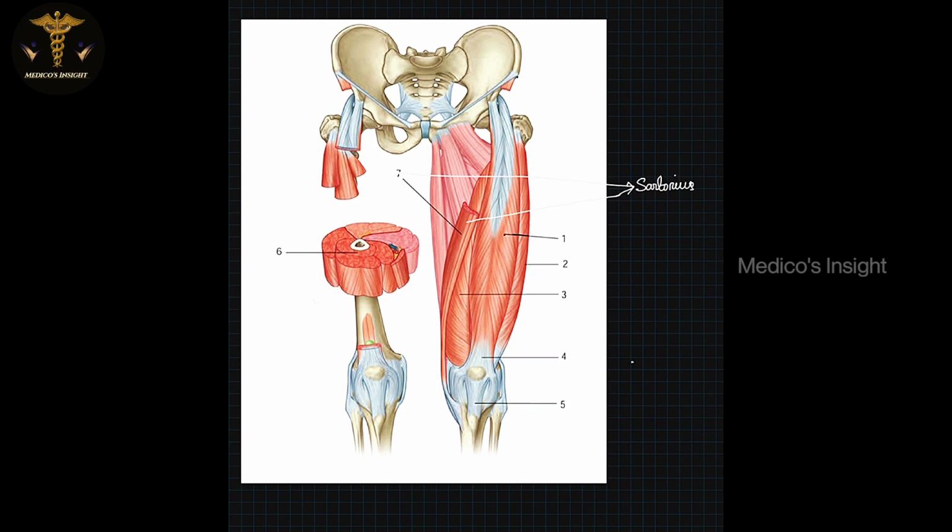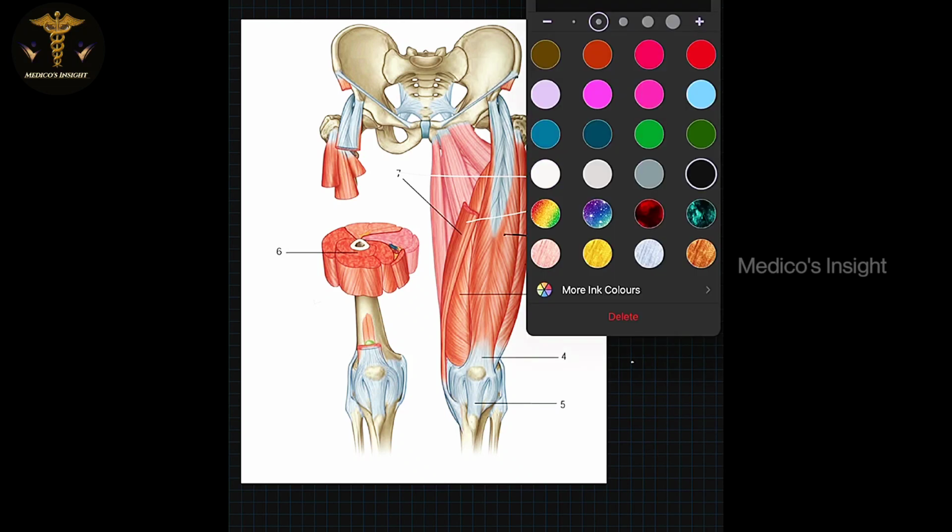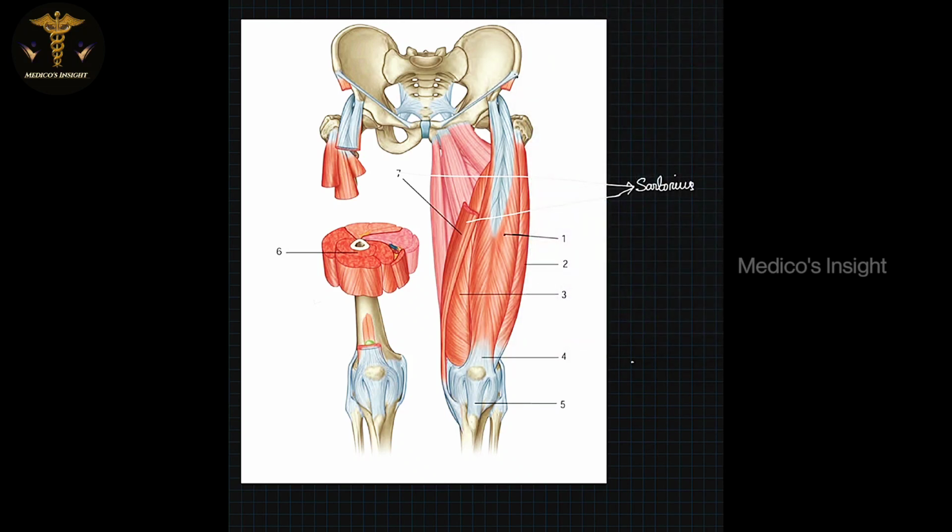As you all know, sartorius is the longest muscle, which is about 45 centimeters. It arises from the anterior superior iliac spine. Here I mention that is the anterior superior iliac spine. Here it arises, here from the anterior superior iliac spine arises the sartorius muscle.